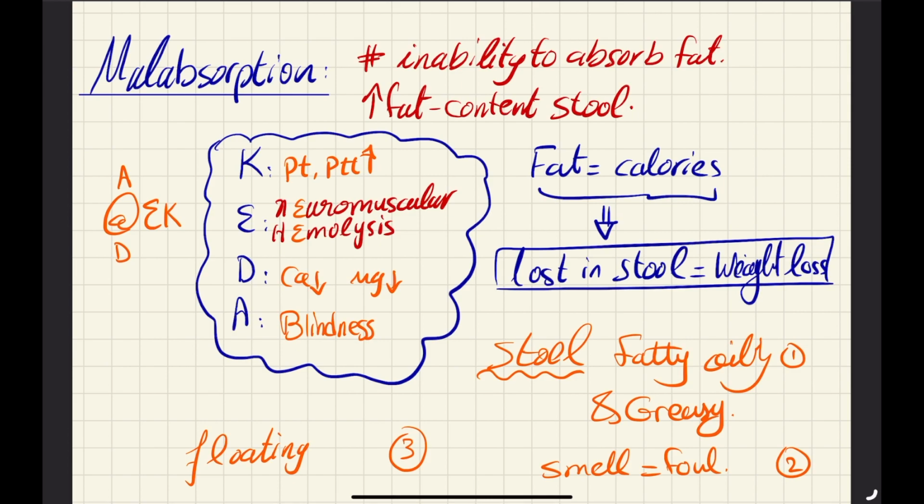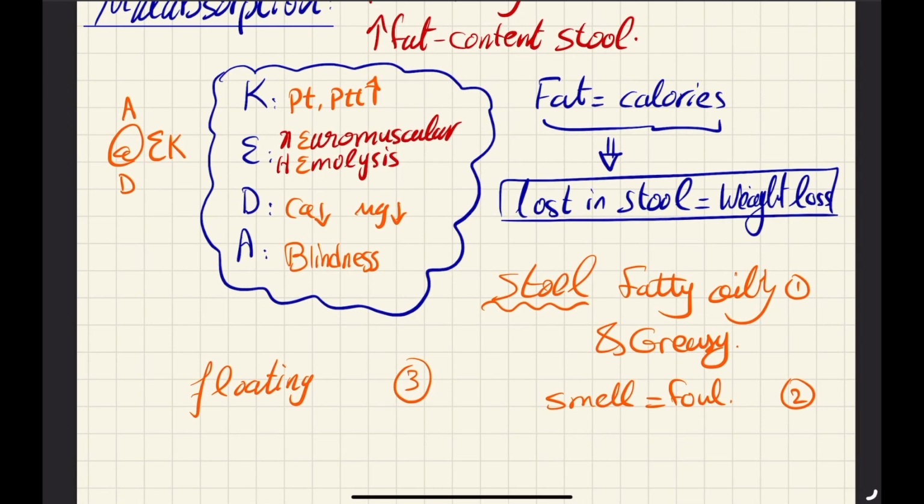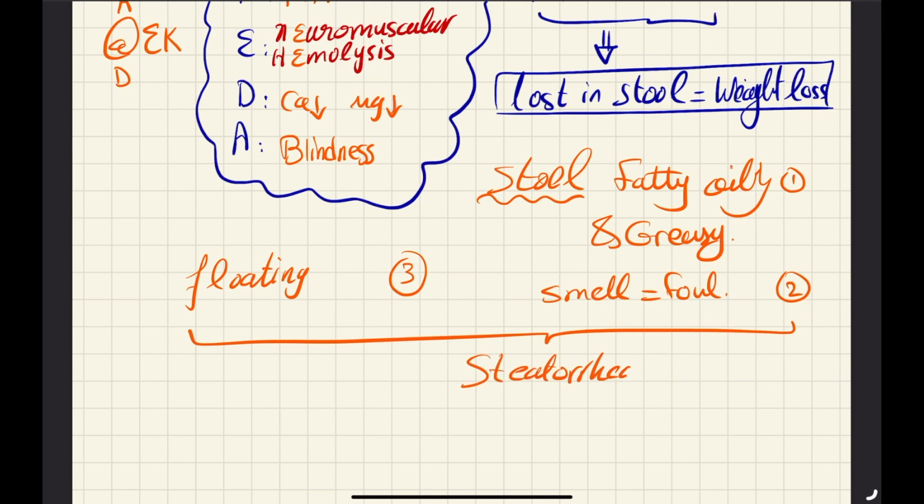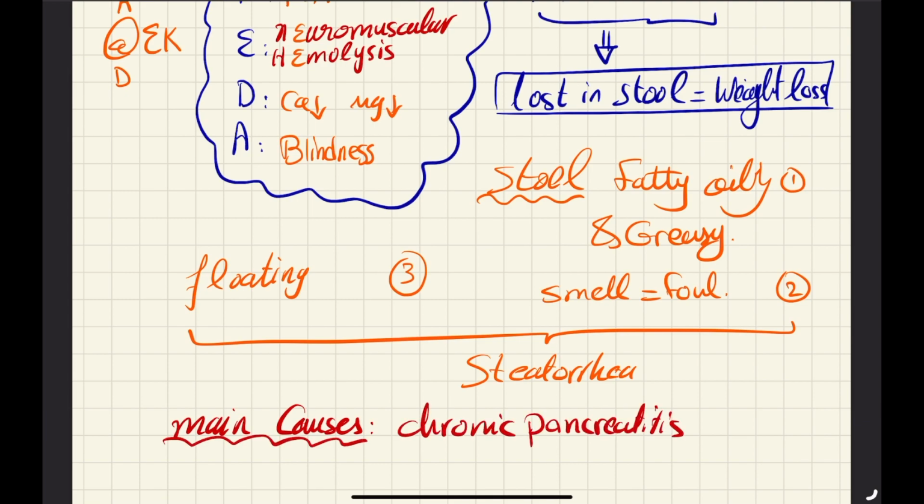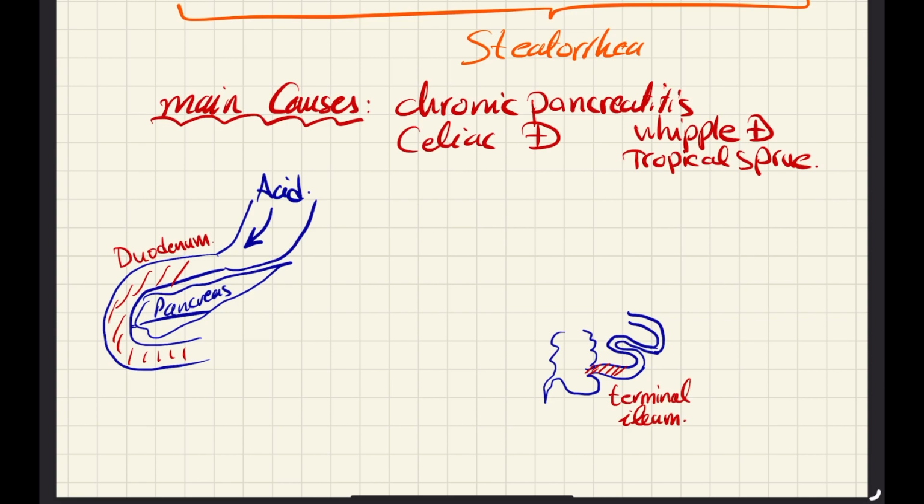And remember guys, the stool will be described as fatty, oily, greasy, foul-smelling, and floating. This is the definition of steatorrhea. Steatorrhea means that we have a stool that has a high fat in it. The causes are chronic pancreatitis, celiac disease, Whipple's disease, and tropical sprue. We discussed chronic pancreatitis in a previous video. We will discuss celiac disease in this video.